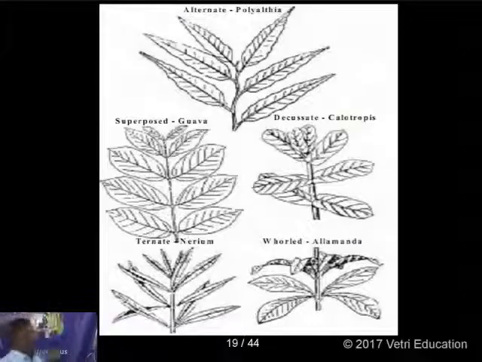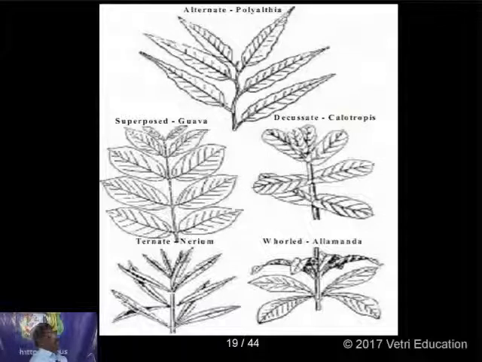So here the photographs are given. The first one you can find in Polyalthia or Annona, where at each node you can find 2 leaves. And regarding the opposite decussate, opposite superposed, here you can find in Guava or Koya, there you can find arranged in 2 rows and facing the same direction. And here the lower node is at right angles to the upper node, that is called decussate, example Calotropis. And in ternate, Nerium, at each node you can find 3 leaves. Here you can find 4 leaves. This is whorled phyllotaxy, example Alamanda.